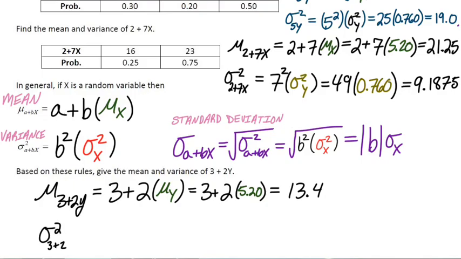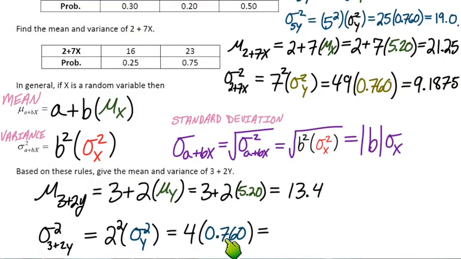Okay, and then for the variance, remember adding a constant like 3 doesn't change those measures of spread. So the only thing that's going to affect the variance here is this 2 multiplier. So we're going to take the variance for y and multiply it by 2 squared. So sigma squared y times 2 squared, which is 4 times 0.76, or 3.04 for our new variance.